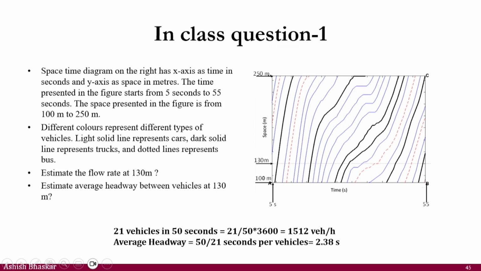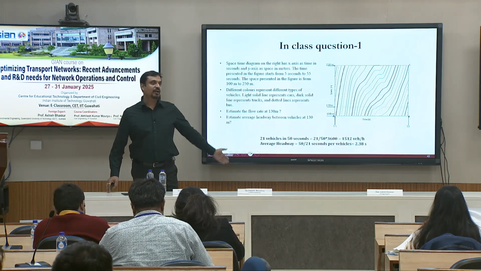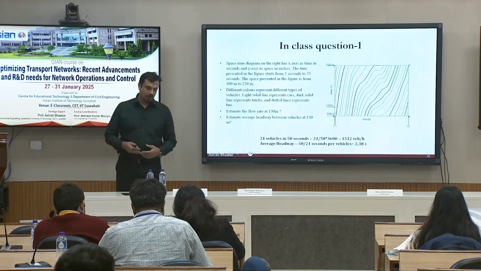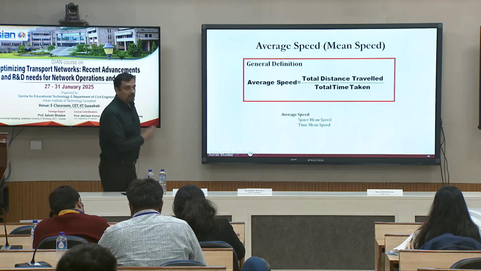So there are around 21 vehicles in 50 seconds. So it's around 1512 vehicles per hour. And the average headway is inverse of that, 2.38 seconds. It's pretty simple question. It can be further made complicated by saying that the solid line represents cars, the dotted line represents bike, and the thick one represents bus. Then we can express that in terms of passenger car per hour per lane. So you can make it more complicated, which we are going to discuss when we do the tutorial today. So that was the warm-up thing.